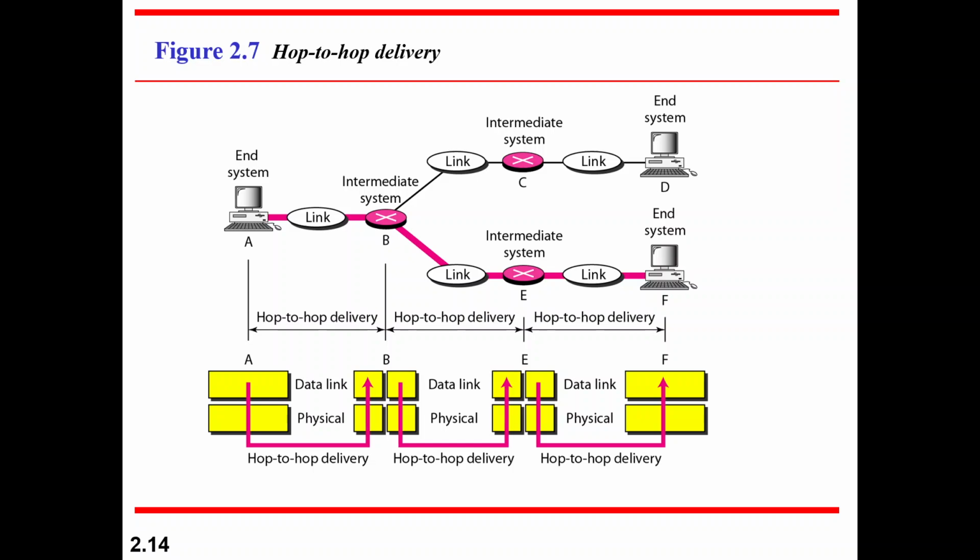Note that the frames that are exchanged between the three nodes have different values in the headers. The frame from A to B has B as the destination address and A as the source address. The frame from B to E has E as the destination address and B as the source address. The frame from E to F has F as the destination address and E as the source address. The values of the trailers can also be different if error checking includes the header of the frame.